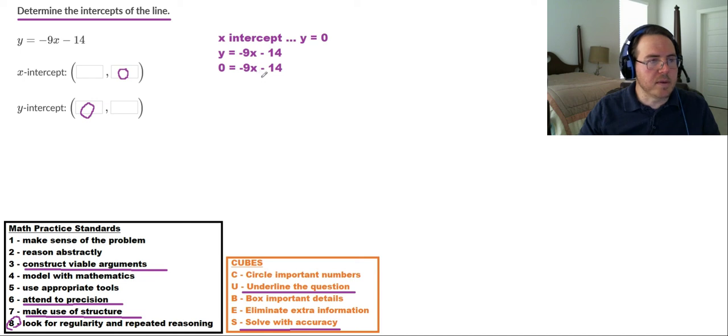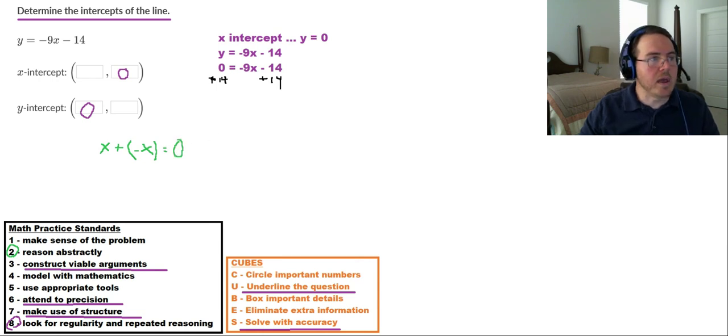I'm going to do some inverse operations. I'm going to add 14 to both sides. And the reason I'm doing that, again, is abstract reasoning. Any number, when you add it to its opposite, you get a goose egg. You get 0. That's why we did that.